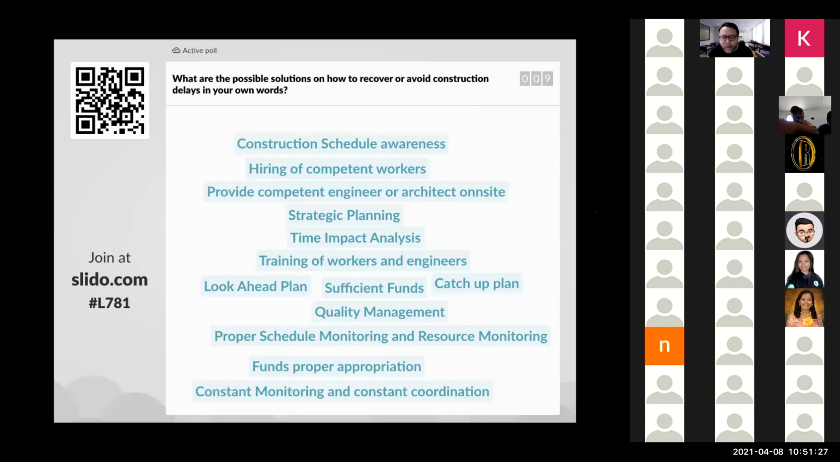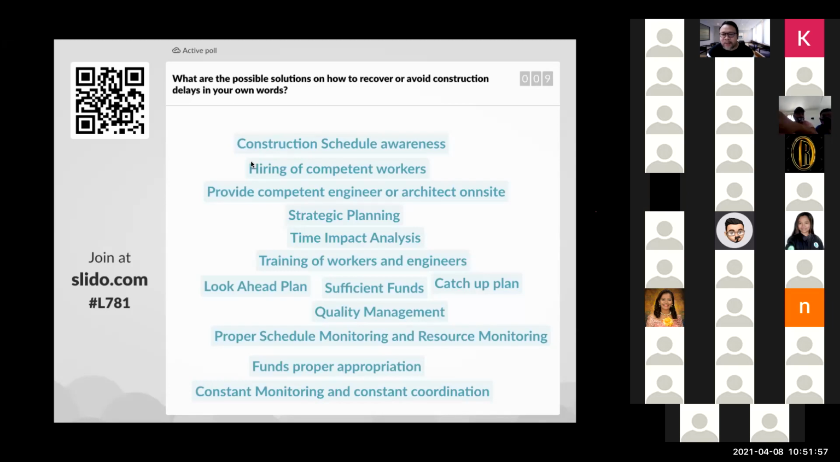Construction schedule awareness, very good. Tama. If we are aware, no, of the construction schedule every day, that's why meron kayong tinatawag na daily activity report. If you are familiar with the daily activity report, that is construction schedule awareness. That's the purpose of it. Hindi ka madidelay kasi araw-araw nakikita mo siya. At pag na-delay ka, siguro a-actionan mo agad.